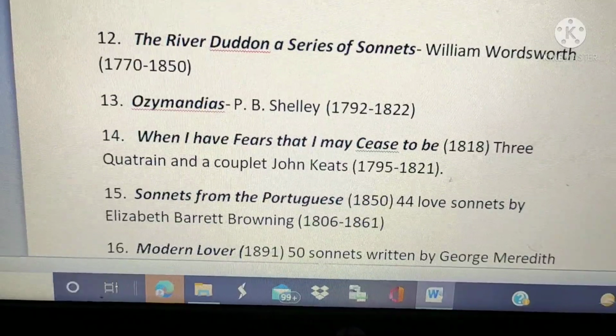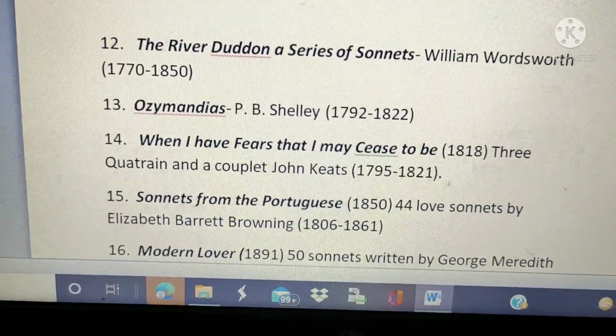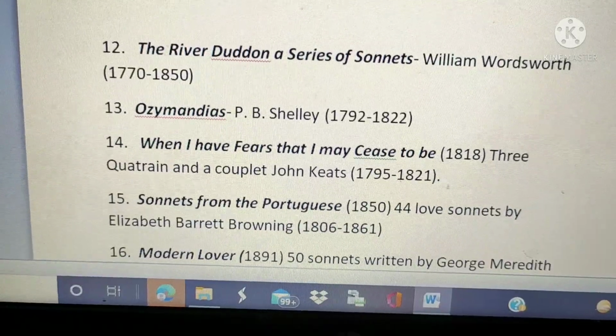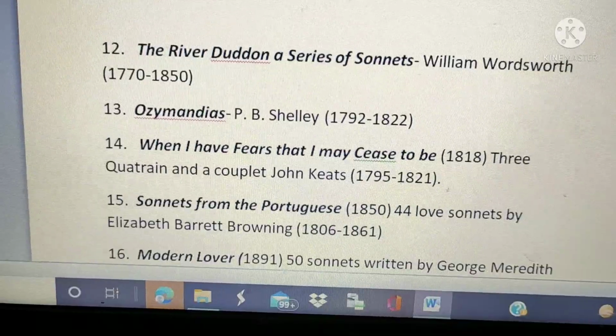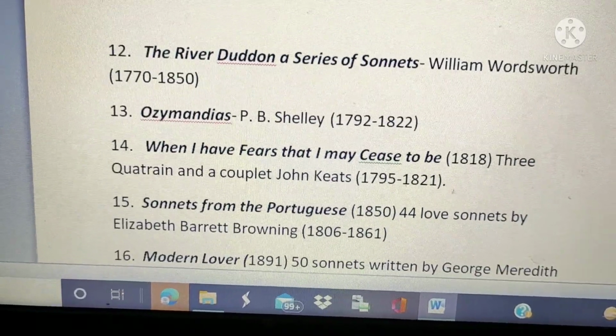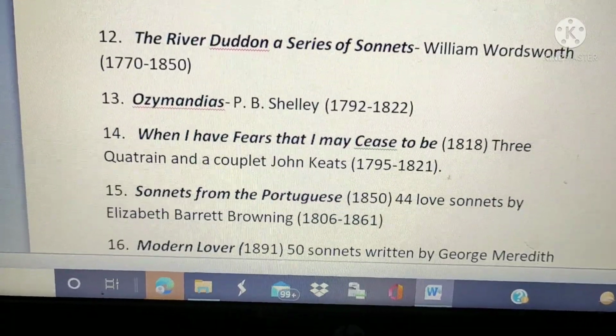Then let's come to John Keats. John Keats' famous poem When I Have Fears That I May Cease to Be is a sonnet. There are 3 quatrains and a couplet in this poem written by John Keats.